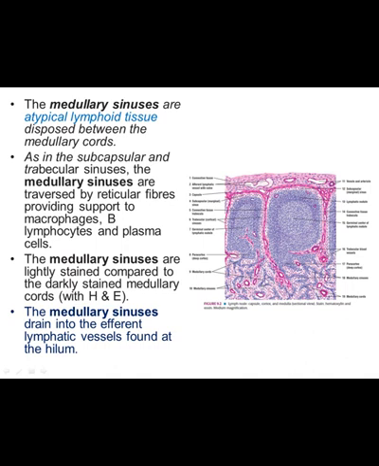Now we come to the medullary sinuses, which are atypical lymphoid tissue, this lighter area, and it is disposed between the medullary cords. As in subcapsular and trabecular sinuses, the medullary sinuses are traversed by reticular fibers. Here also reticular fibers are present, which support the macrophages, B lymphocytes, and plasma cells. The medullary sinuses are lightly stained compared to the darkly stained medullary cords. Medullary sinuses drain into efferent lymphatics or lymph vessels found at the hilum.